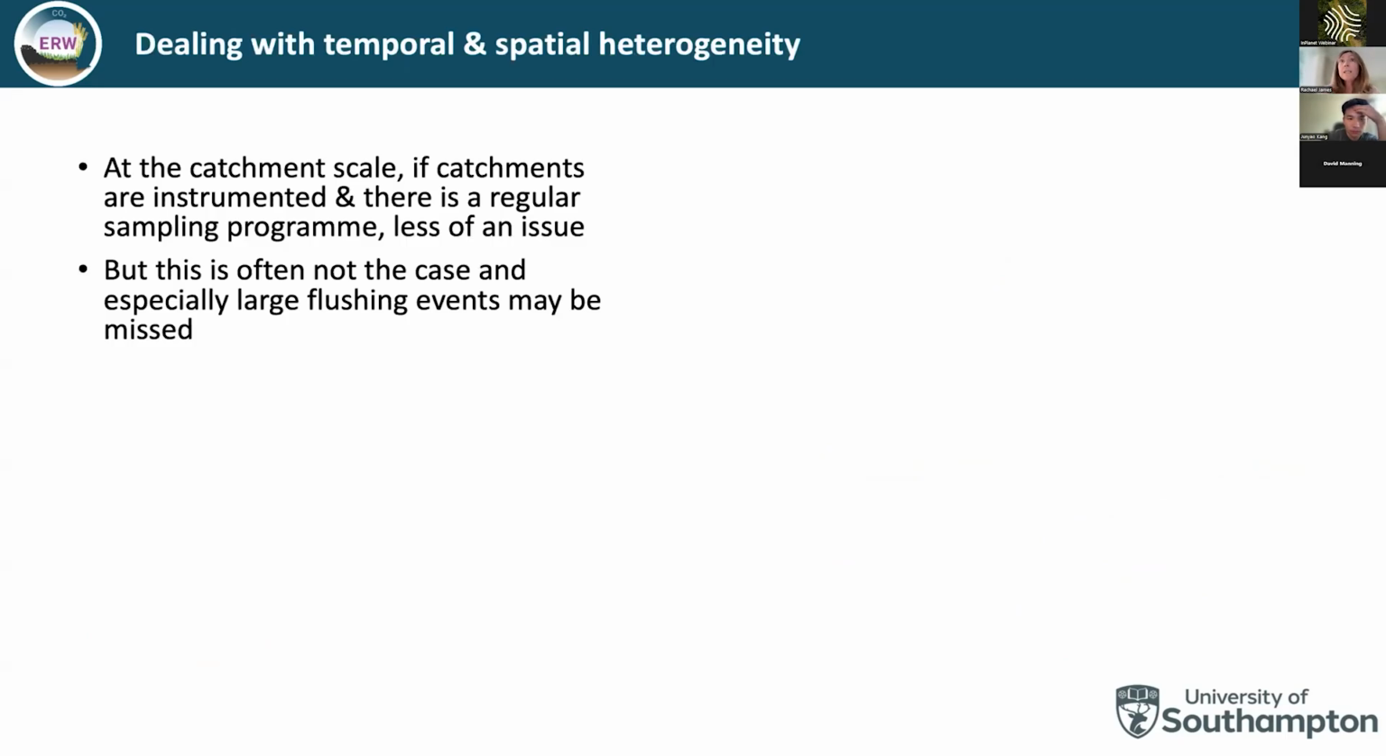The other thing we need to think about is dealing with spatial and temporal heterogeneity. At the catchment scale, if those catchments are instrumented and there's a regular sampling program, that's less of an issue, but that's generally not the case and won't be the case in enhanced water weathering studies. And there's a chance that we miss capturing the full story about carbon dioxide removal, because normally it's large flushing events that are missed because nobody likes going out and sampling in the rain.